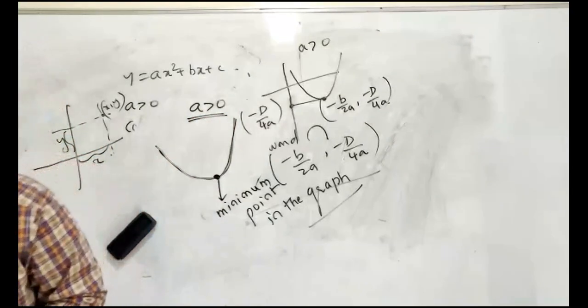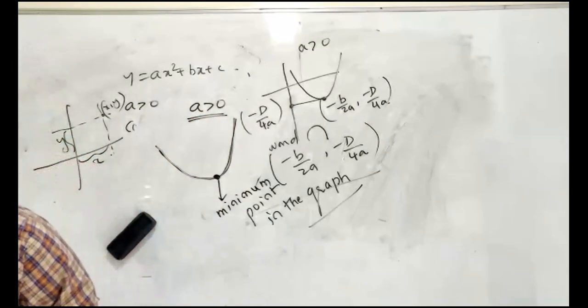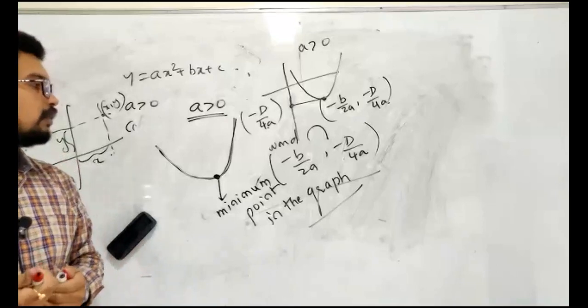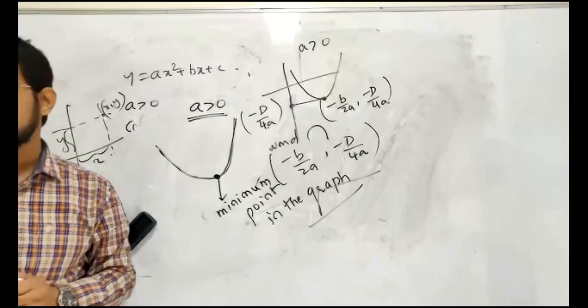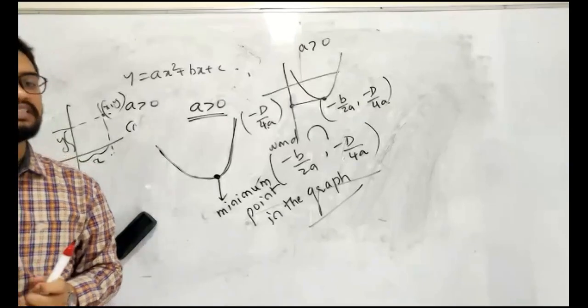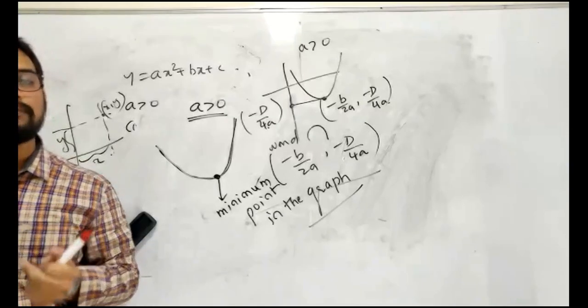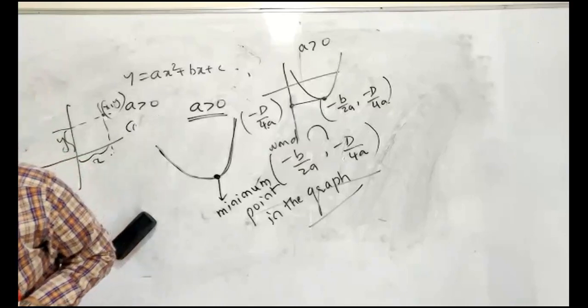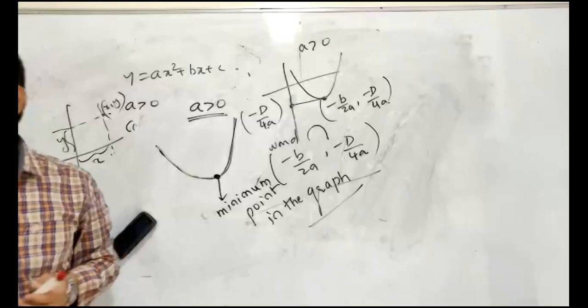In a parabola, y is equal to ax square plus bx plus c.